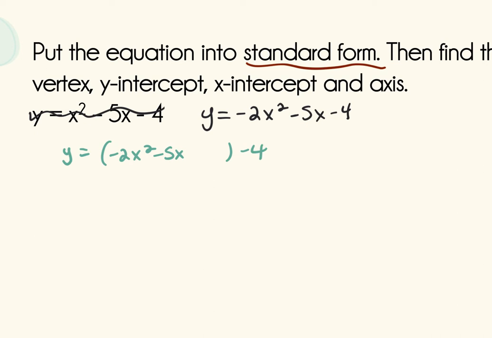All right, now we got to do what? Take out the negative 2. So the negative 2 is going to come out. Y would equal negative 2 on the front, which means this gets divided by negative 2, and the negative 5x gets divided by negative 2. So I end up with a positive x squared, which is what I need, and a positive 5 halves x. Nothing happens with that negative 4 yet.